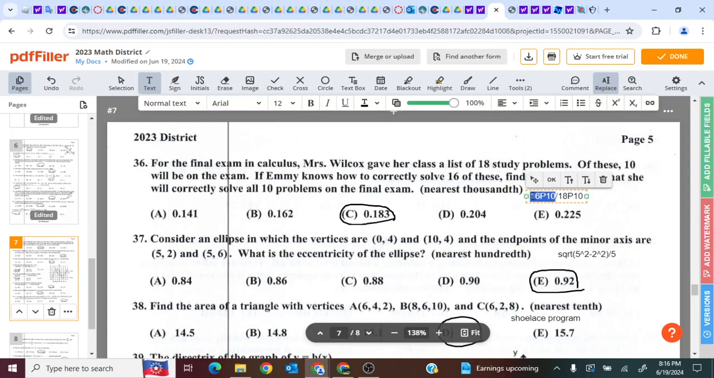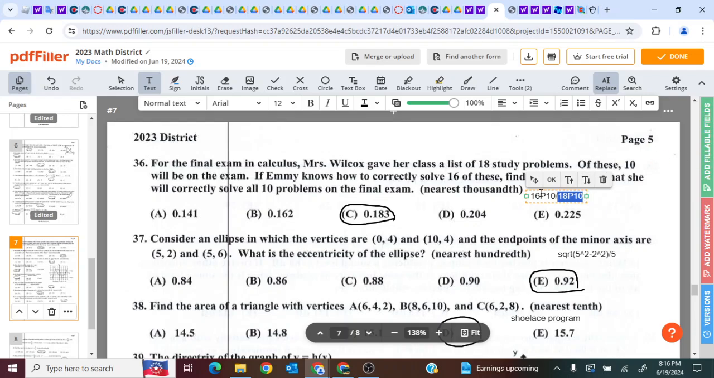we figure out the number of possibilities of there being 10. The number of possibilities that all questions on the test she's able to solve, or basically what would happen if you distributed 16 problems on the test. Then you also need to figure out the number of ways 18 problems can be distributed on the test. So 16 permutation 10 over 18 permutation 10. And if you put that in your calculator, go to math, then prob, and then nPr. And if you do that, you'll get a value of 0.183.